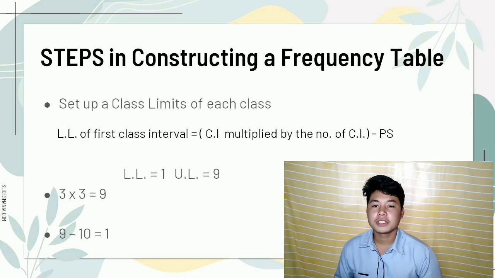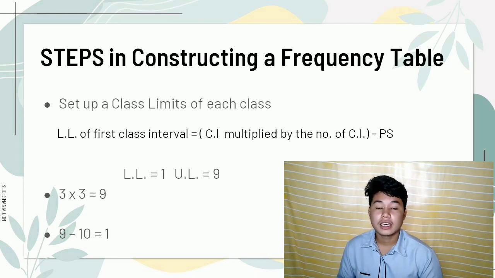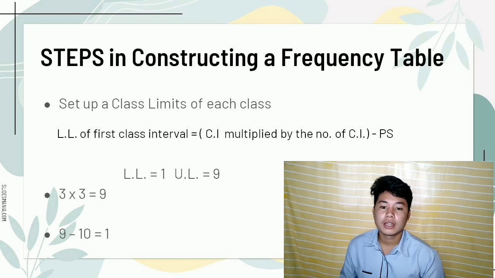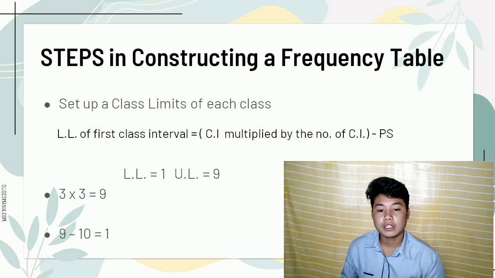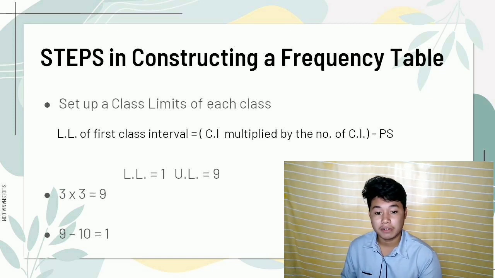The third step is to set up our class limits. In setting up the class limits of each class, we need to follow this equation: the lower limit of the class interval is equal to the class size multiplied by the number of class intervals, minus the perfect score.